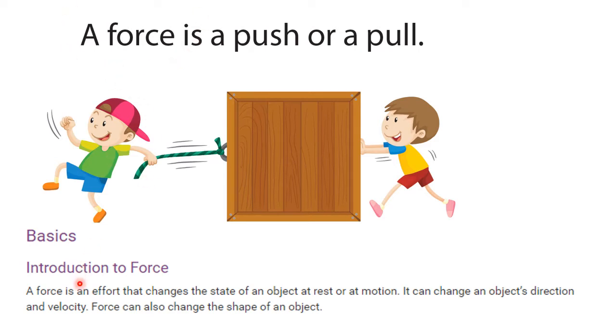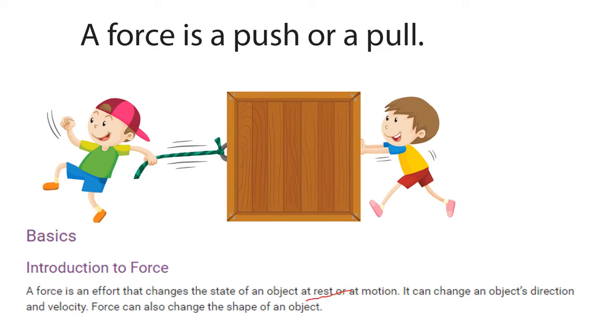So the definition given over here is, a force is an effort that changes the state of an object at rest or at motion. That means whenever there is force applied, it can lead to changes in the state of motion. State of motion can be either rest position or motion position. Rest means stationary, it is not moving, and motion means it is moving.